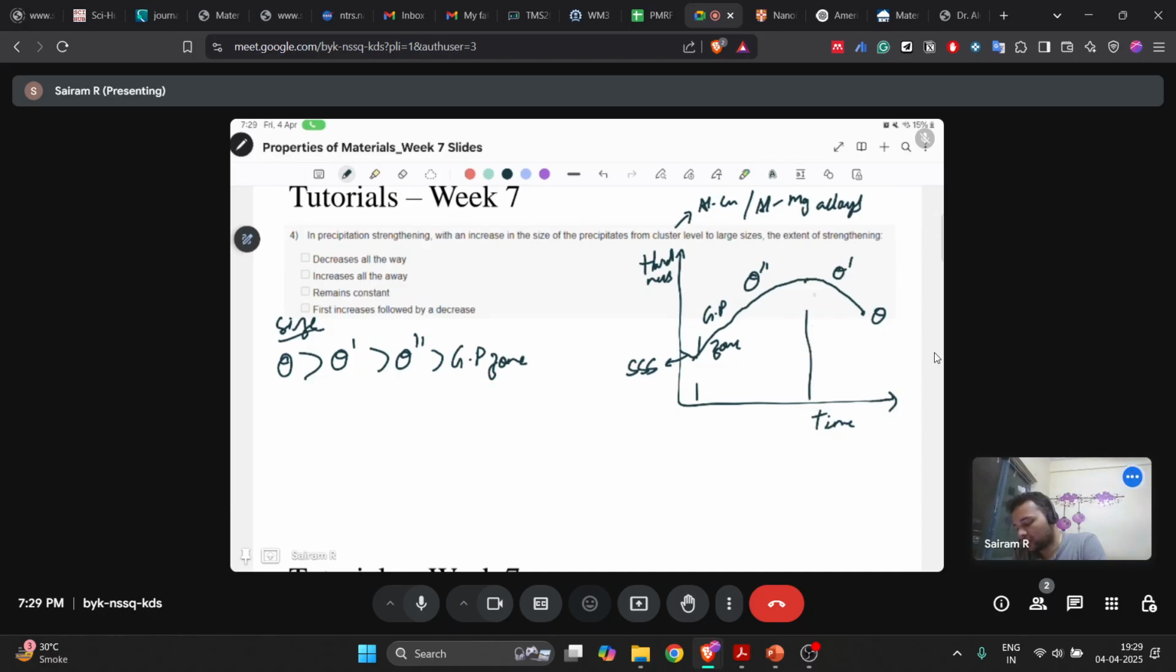So the hardness or the strength of the material, the extent of strengthening, increases to a maximum, and then it decreases when the precipitate is the largest, when it forms the theta precipitates. In the case of aluminum copper alloys, Cu2Al.